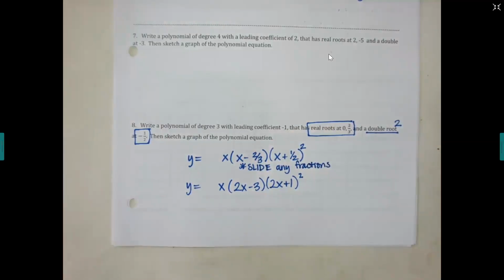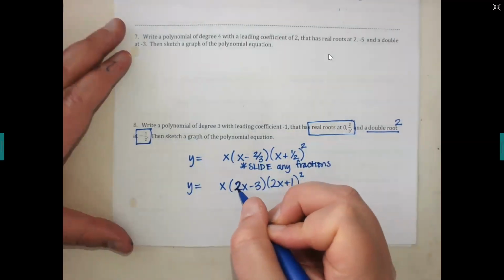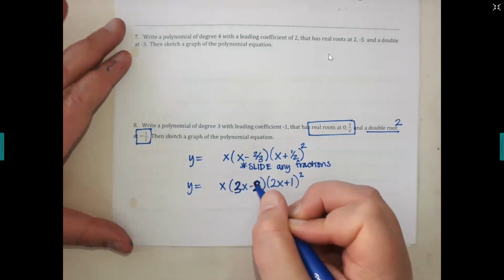Okay, the last thing that we skipped, yes? Shouldn't that be a 3x minus 2? Oh, it should be, thanks. I have it backwards. 3x minus 2.